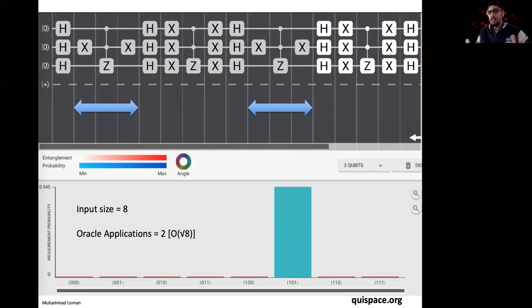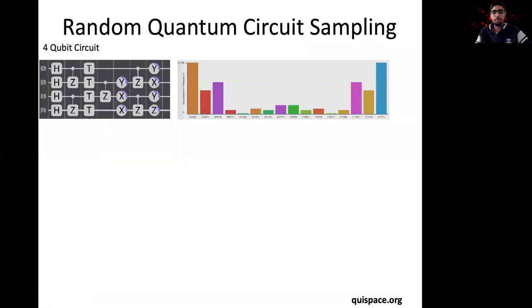So that's how quantum algorithms work. This gives you a general idea of how you can get this enormous power of quantum computation. Another class of circuits which are really, really hard to solve classically are random circuits.